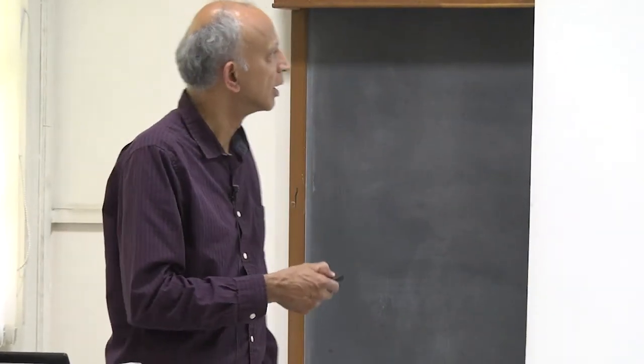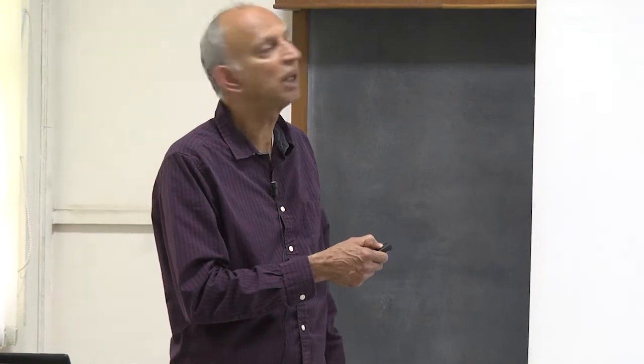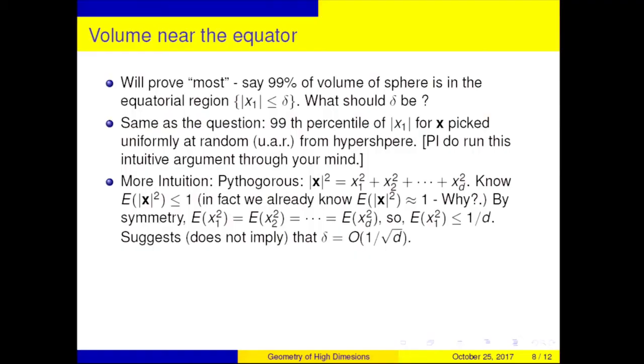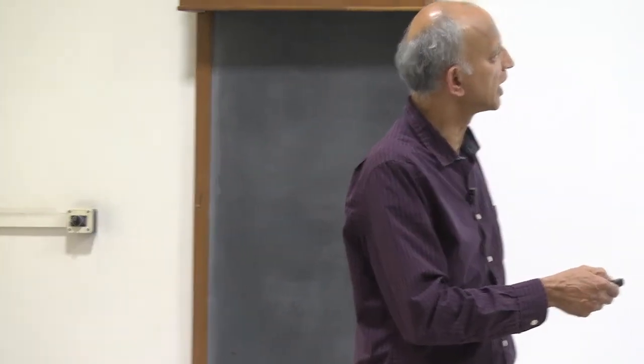Okay. So more intuition of what delta should be. The length of x squared is just Pythagoras, the sum of the coordinates squared. We know that the expected value of the length of x squared is at most 1. In fact, the length of x is at most 1 in the sphere. Not only is it at most 1, we actually know that it's approximately 1. So how close is it to 1? Do you know the answer? What's the expected value of x squared? From what we have already seen, what can you put here that's true? 1 minus 1 over d, right?